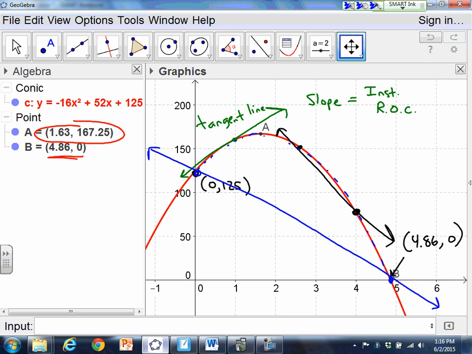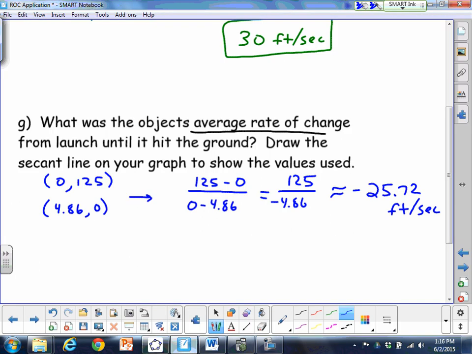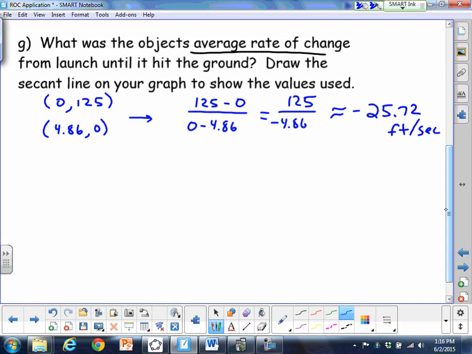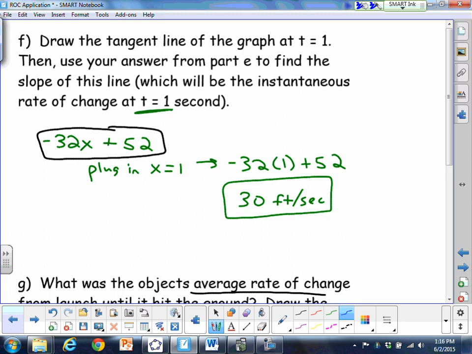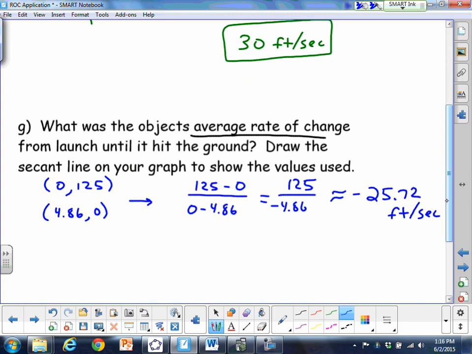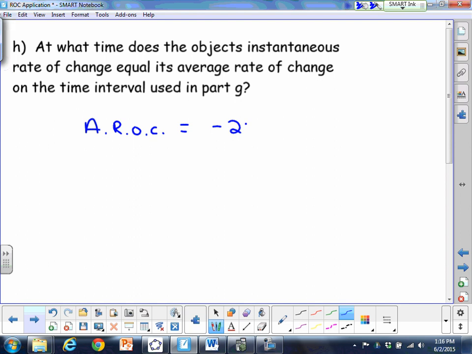Okay, so the last question is, let's pull this up here: at what time does the object's instantaneous rate of change equal its average rate of change? So basically, the average rate of change we just found, what was it, I forgot that number already, negative 25.72 feet per second. So they're asking, is there a time when its instantaneous rate of change equals that same number?